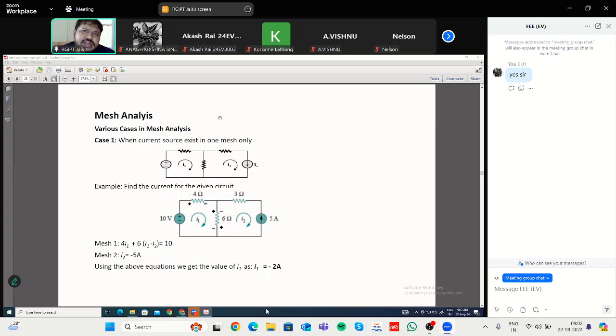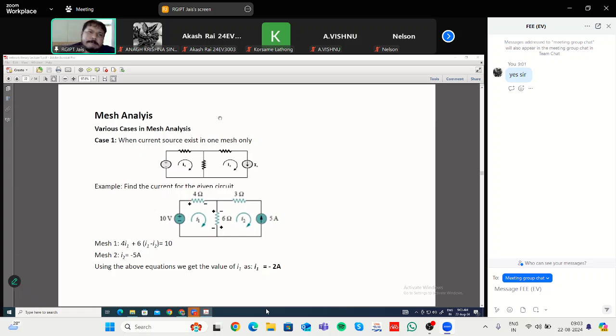Nodes you can identify as the interconnection of two or more elements. For branches, first you have to identify the nodes, then identify all the paths between all possible nodes. In that way you can count the number of branches and the number of nodes. Then directly use the formula: branches minus nodes plus one. Again, in whatever problems we solve, we will use our own understanding to find out the number of meshes.